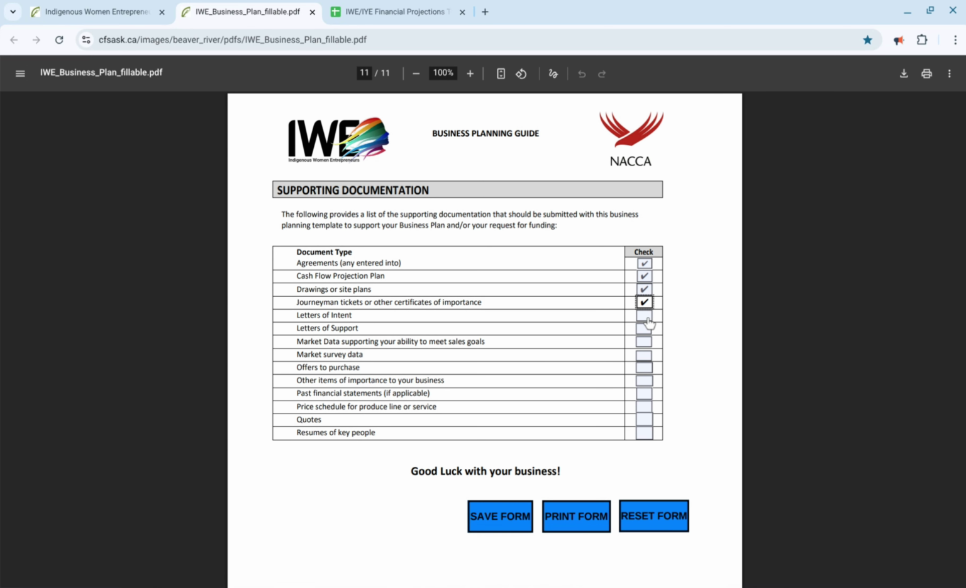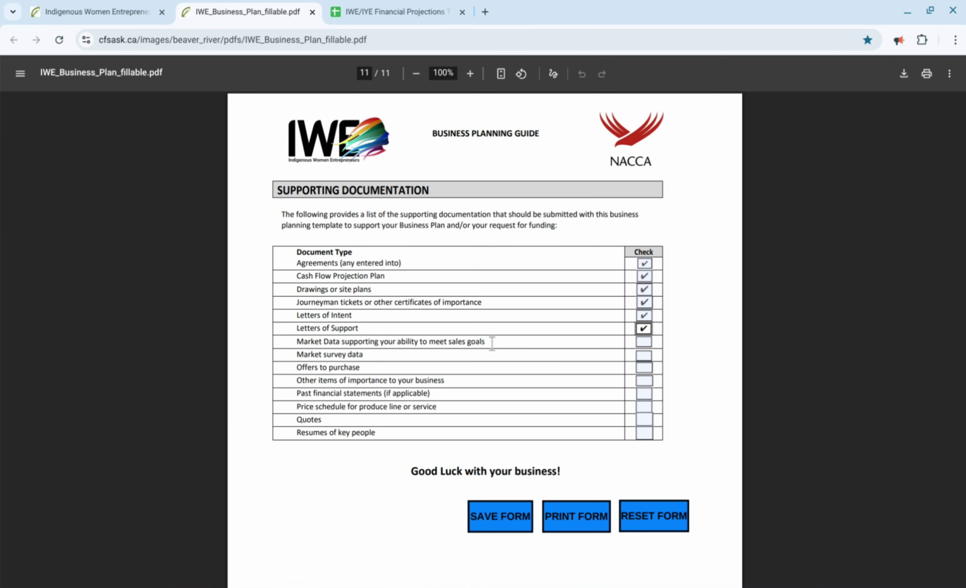Next thing is letters of intent. Do you have any letters of intent that have been given to you, for people that intend to hire you for services, or do you have any letters of intent that you've set out for agreements to work with different organizations, or letters of support by individuals, organizations, professionals who are in support of what you're doing and can kind of be like references for you.